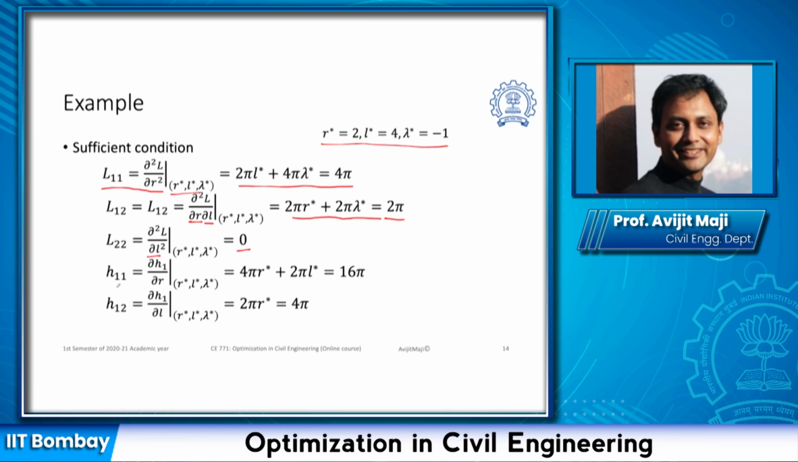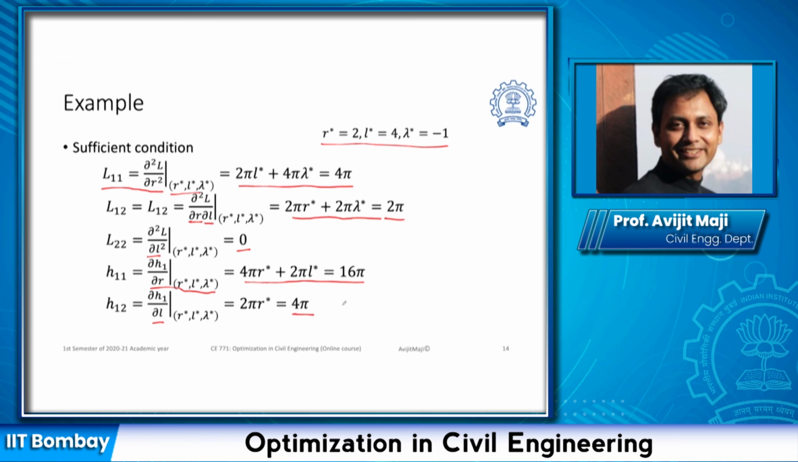And if we look into the constraint derivatives h11 and h12, if you recall the matrix, we can get this value at the extreme design variable values, and we get 16 pi. Similarly, for the other variable L, we get the value of 4 pi.